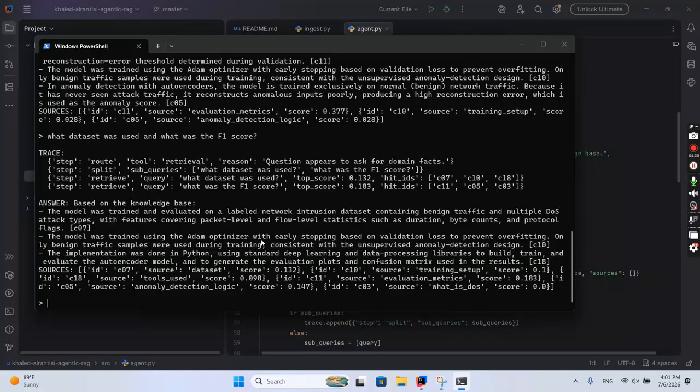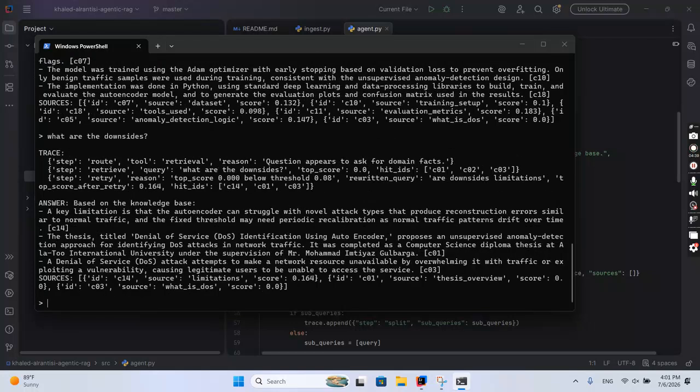Now we'll try the third question: what are the downsides? This is the clearest proof that the decision really changes the outcome. Look at the trace. The first search scores 0.0, it fails. The agent rewrites the question and searches again. The score jumped to 0.164. Without this retry step, this question would have been wrongly refused.